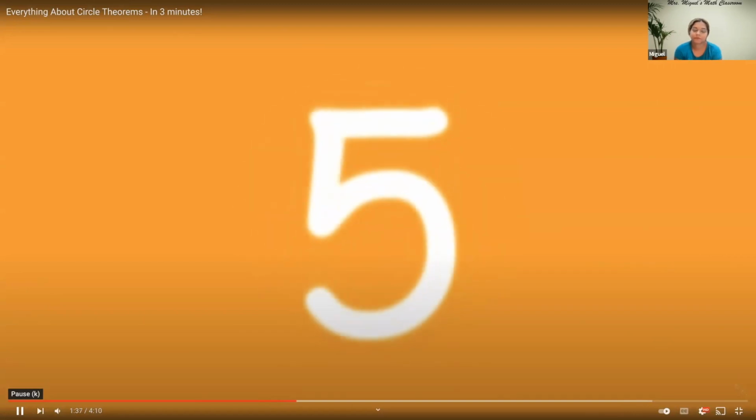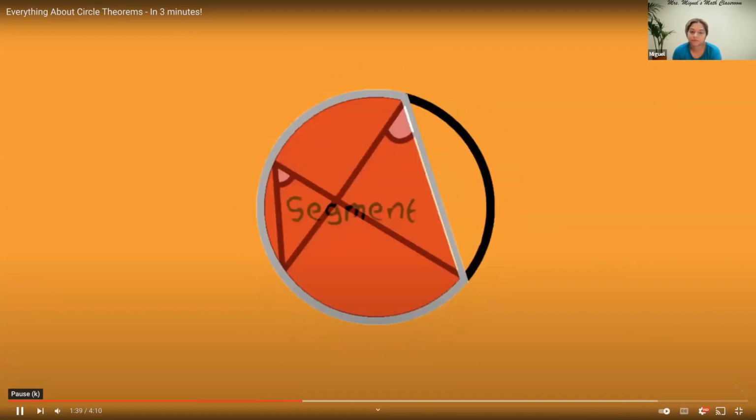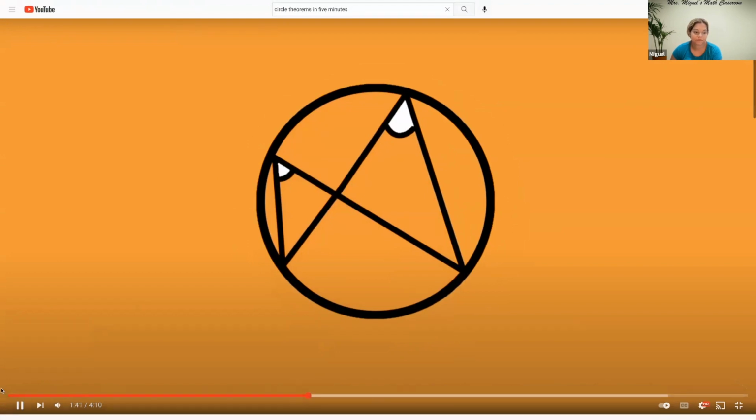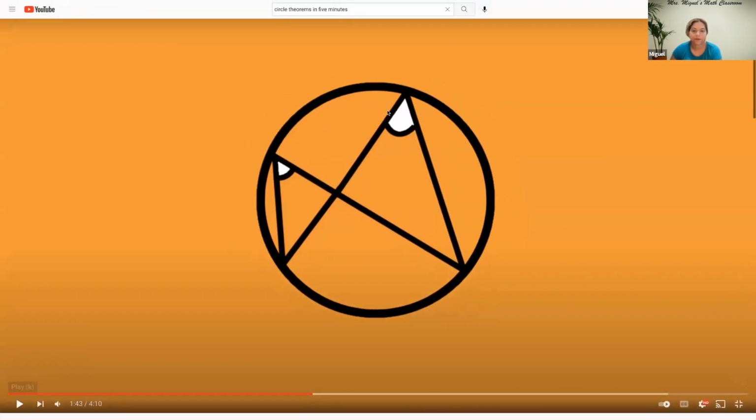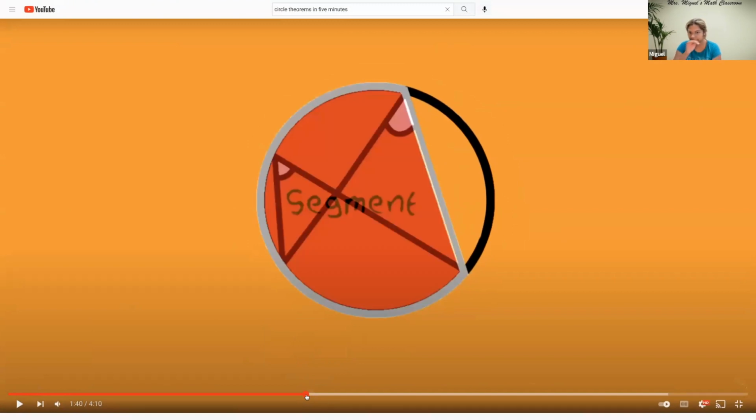Number 5. Angles in the same segment subtended by the same arc are equal. For example, watch this. Again, this is called the chord. This line here is called a chord.